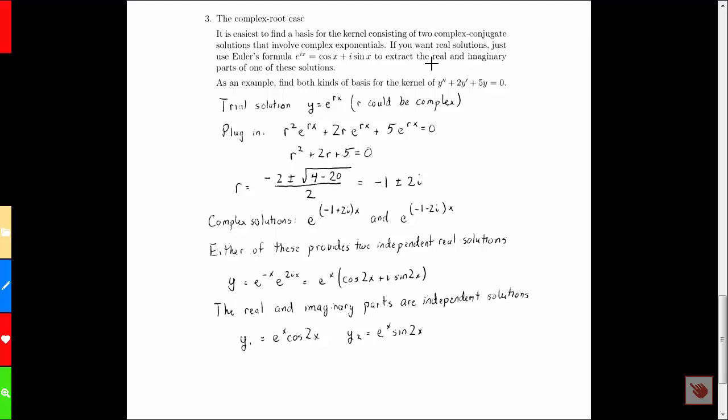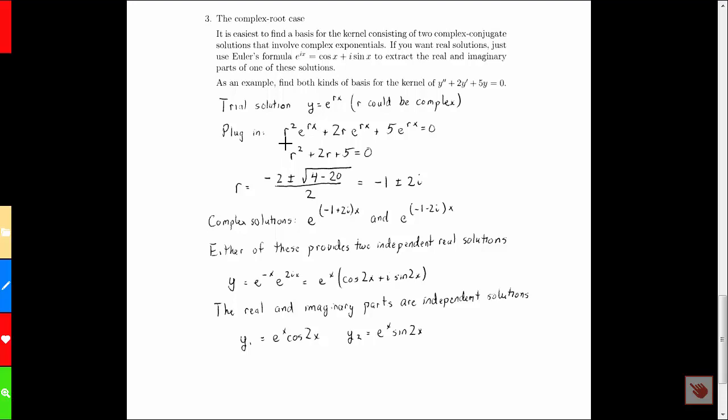must satisfy the equation. So as a concrete example, let's solve y double prime plus 2y prime plus 5y equals 0. Plug in the same old trial solution. Taking two derivatives multiplies by r squared. Taking one derivative multiplies by r. Taking no derivatives multiplies by 1, and there is the result of plugging in our trial solution.